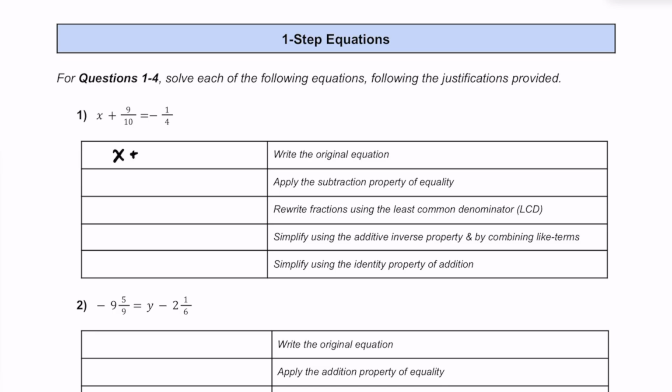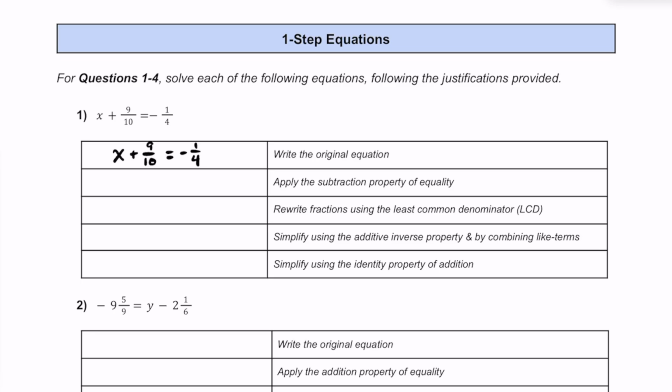We have x plus 9/10. Let's write the left side. That expression is equal to the right side. The expression on the right is just negative 1/4. Okay, so there's only one value for x that would make this equation true, but we're going to use the subtraction property of equality.